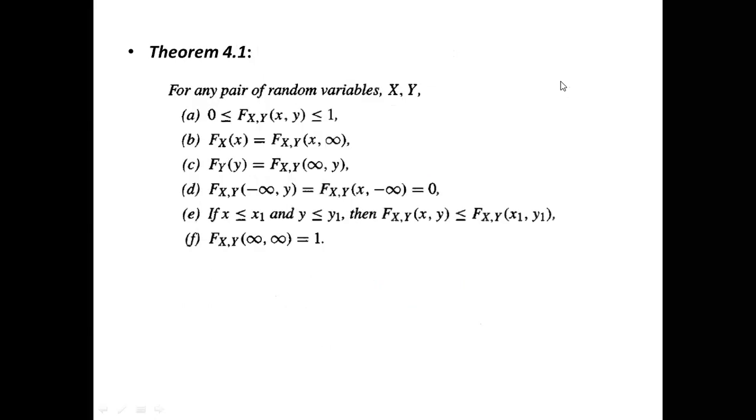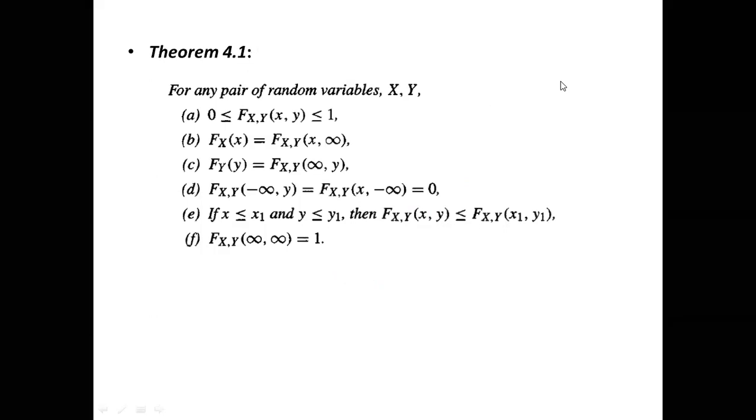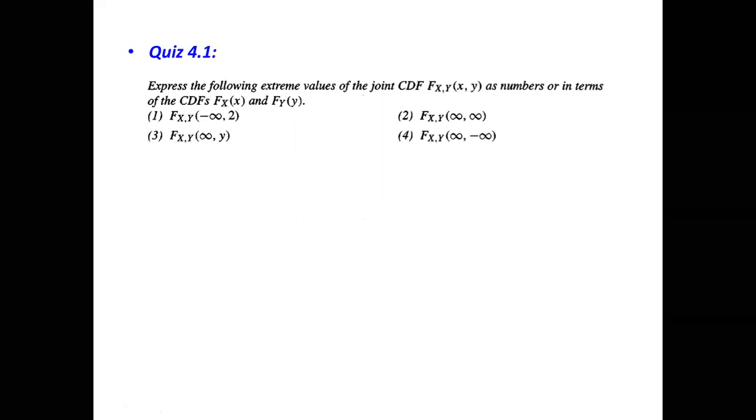Then we already have seen the characteristics of the joint CDF. And from these characteristics, we have already solved this quiz 4.1. Just for refreshing the memory, can you say what is this value? Number 4. 0. Right, because 1 minus infinity is there. So if any 1 minus infinity is there, that means at that particular point, we will have 0 CDF.